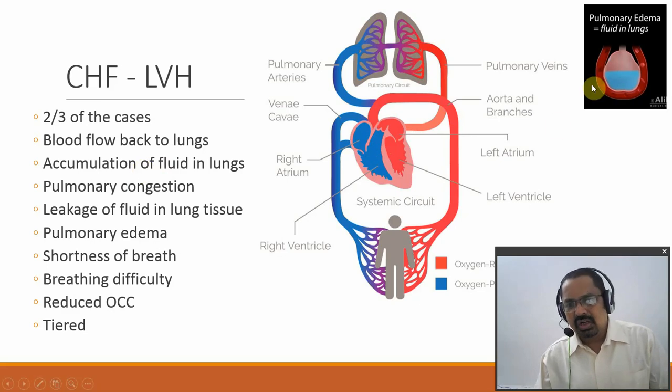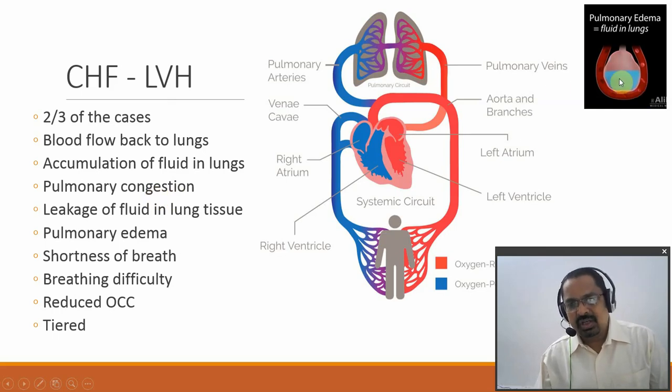Here in the corner I have shown the alveoli. There is leakage of fluid inside. The plasma will start leaking into the alveolar air sac. Accumulation of fluid in the lung leads to pulmonary congestion. Now what happens ultimately? The function of the lung is to exchange gas.